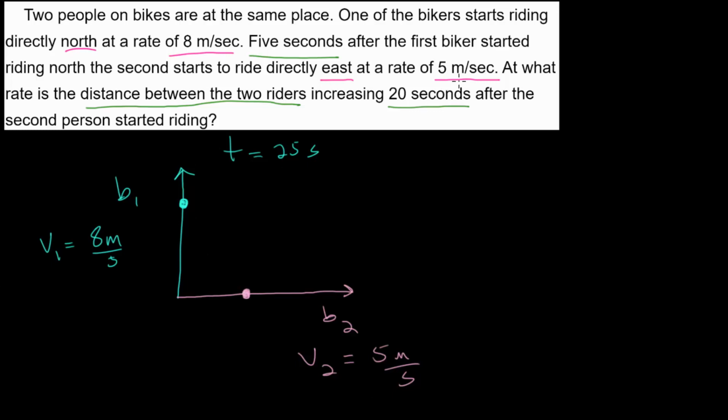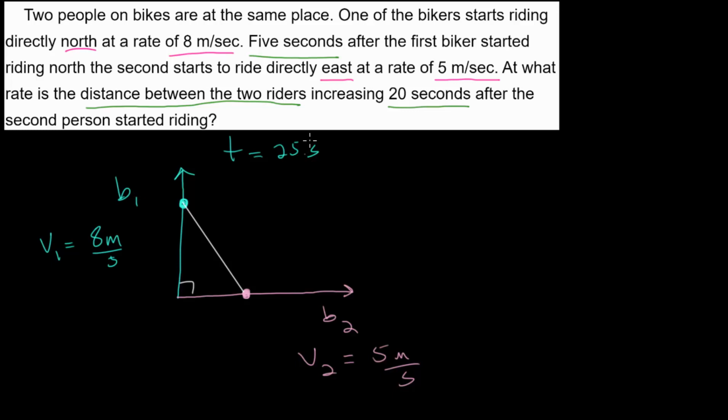And we're looking at the distance between the two riders, and we're looking at the rate that this distance is increasing. So if we want the distance between them, we can connect them with a line, and we can do a little bit of calculating here to figure out how far biker 1 and biker 2 have gone. And then using the Pythagorean theorem, since this is a right triangle, we can figure out the current distance between them after 25 seconds. So let's start with biker 1.